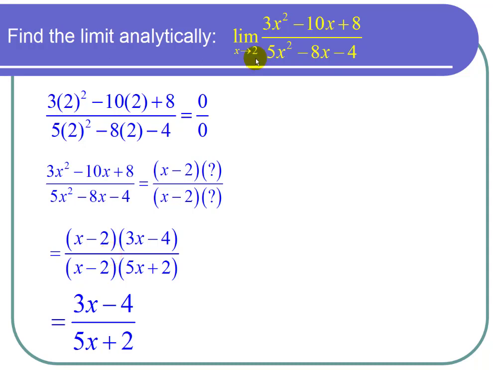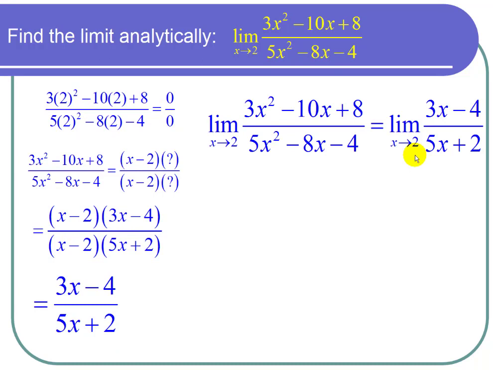So now I can just use that algebra and rewrite the limit as x approaches 2 of the reduced fraction, and that's 3x minus 4 over 5x plus 2. Now I can plug in. So as soon as I've canceled, I plug in.